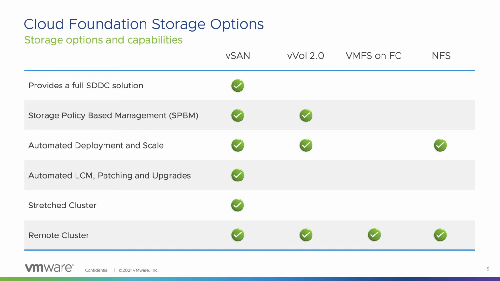vSAN is also very easy to scale, allowing you to add compute, memory, and storage together when it is needed without the need to plan up front for growth capacity. As part of the hypervisor kernel, vSAN is also fully lifecycle managed, patched, and upgraded, which is completely automated when used with Cloud Foundation. Cloud Foundation supports stretch cluster and remote workload domains and clusters when vSAN is deployed. And it's for these reasons why VMware recommends using vSAN with Cloud Foundation.